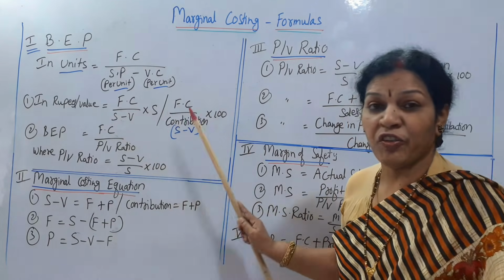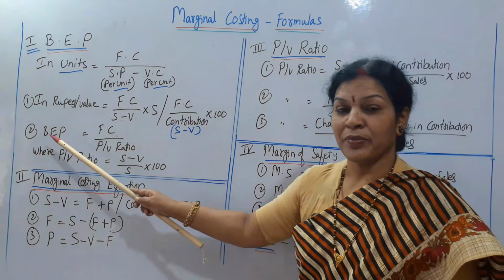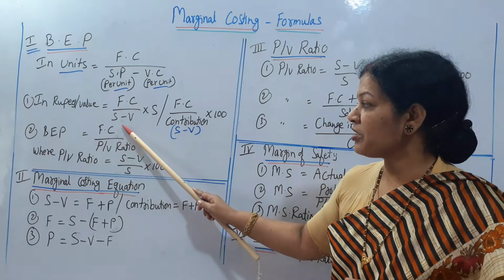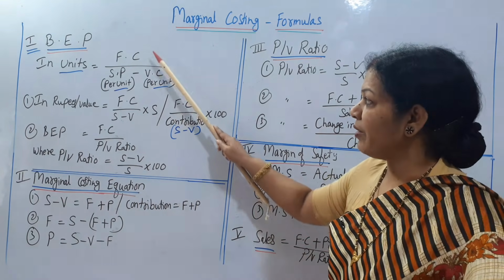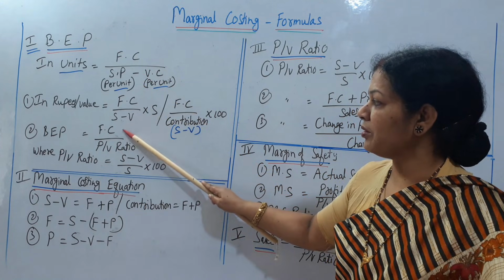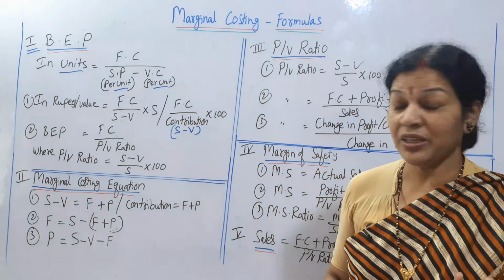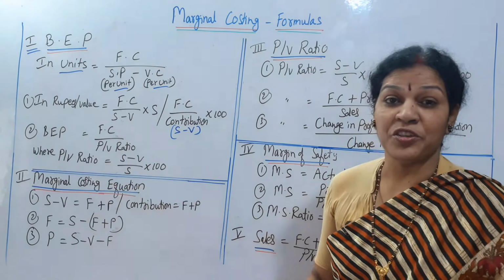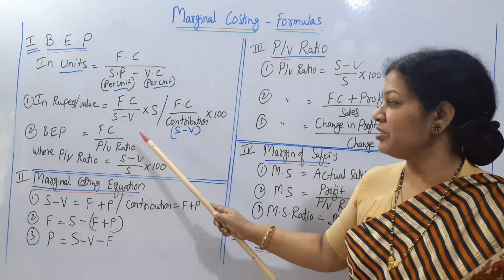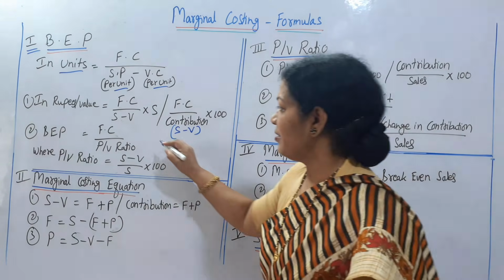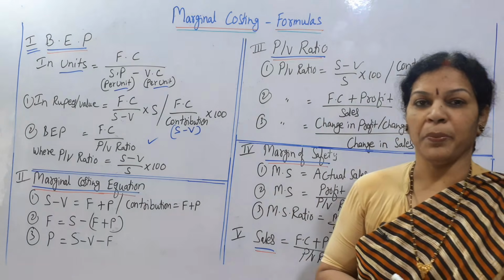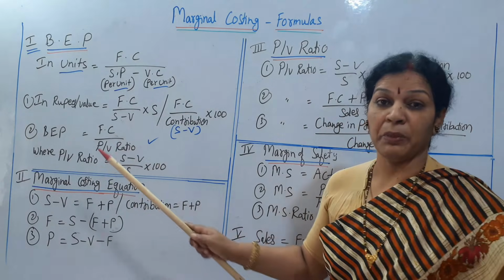This is one formula. The second formula is break-even point in rupees: fixed cost by PV ratio. Wherever you see, fixed cost is common. Everywhere fixed cost is common. Fixed cost by PV ratio. Most of the time people use this one only. Most popularly we use this formula, fixed cost by PV ratio.